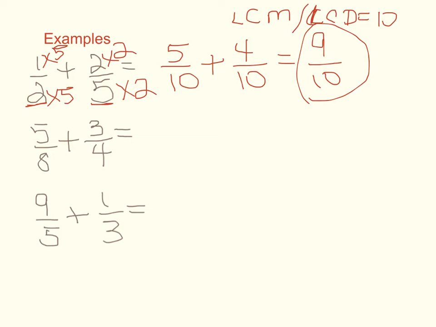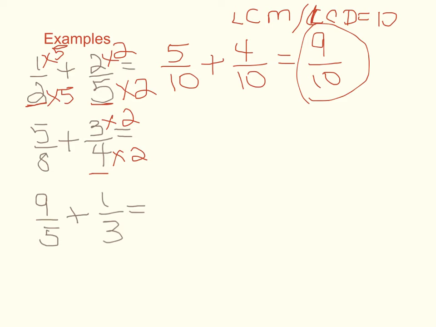Same idea for 5/8 plus 3/4. I'm looking at the denominators 8 and 4, and I want to figure out a common denominator. Again, I want the lowest common denominator because that will make my life easier in the end. I will have less reducing to do. I can turn a 4 into an 8 by multiplying by 2, so I'm only going to change the second fraction, multiplying it by 2 on the top and the bottom.